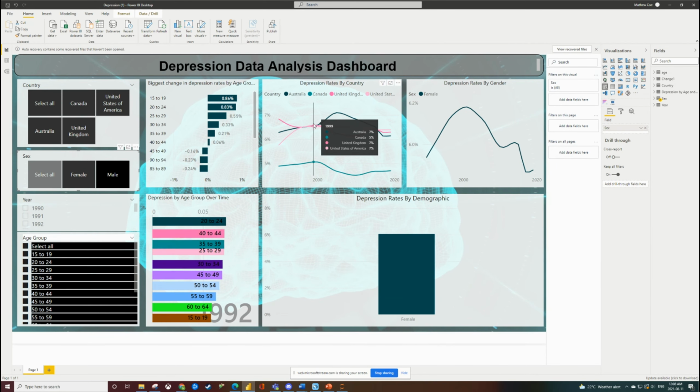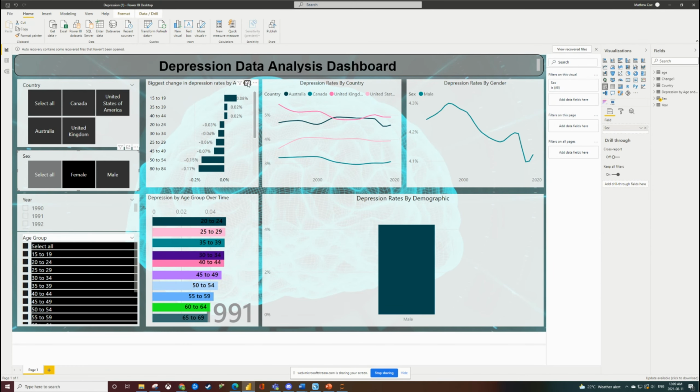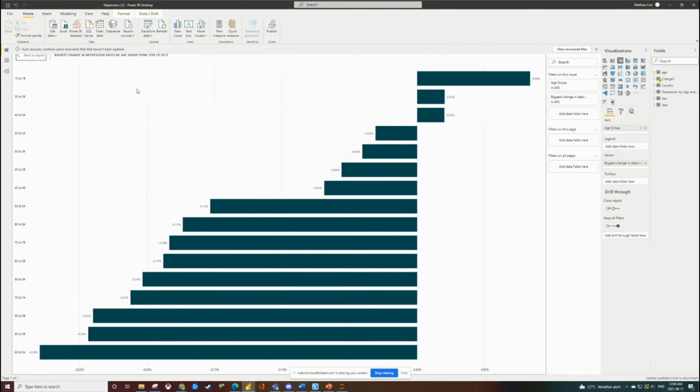So as you can see, if we filter just for female, we can see that the depressive rates are very high for the younger generation, especially over the years. However, if we switch over to male, we can see there is some increase in the younger generations. However, there are big decreases in the older generations.